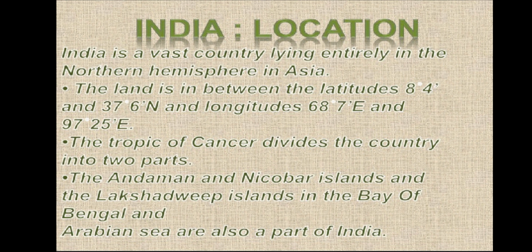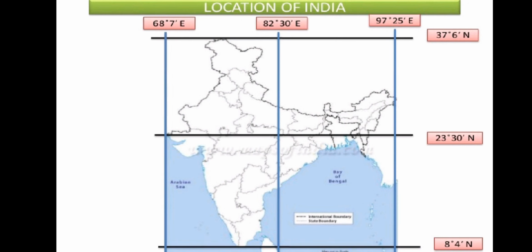Now, after that we studied about India's location. Here we studied that latitudinally, it is 8 degree 4 minutes north and 37 degree 6 minutes north. Longitudinal extent 68 degree 7 minutes east and 97 degree 25 minutes east. 23 degree 30 minutes north is your Tropic of Cancer, the black line, and 82 degree 30 minute east is your standard meridian.